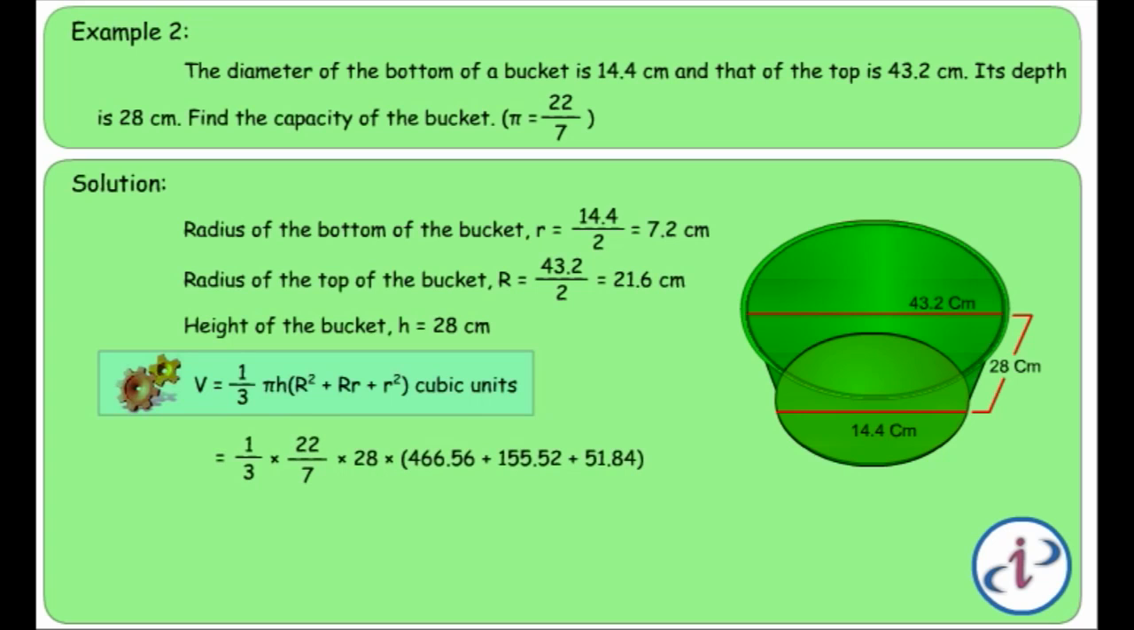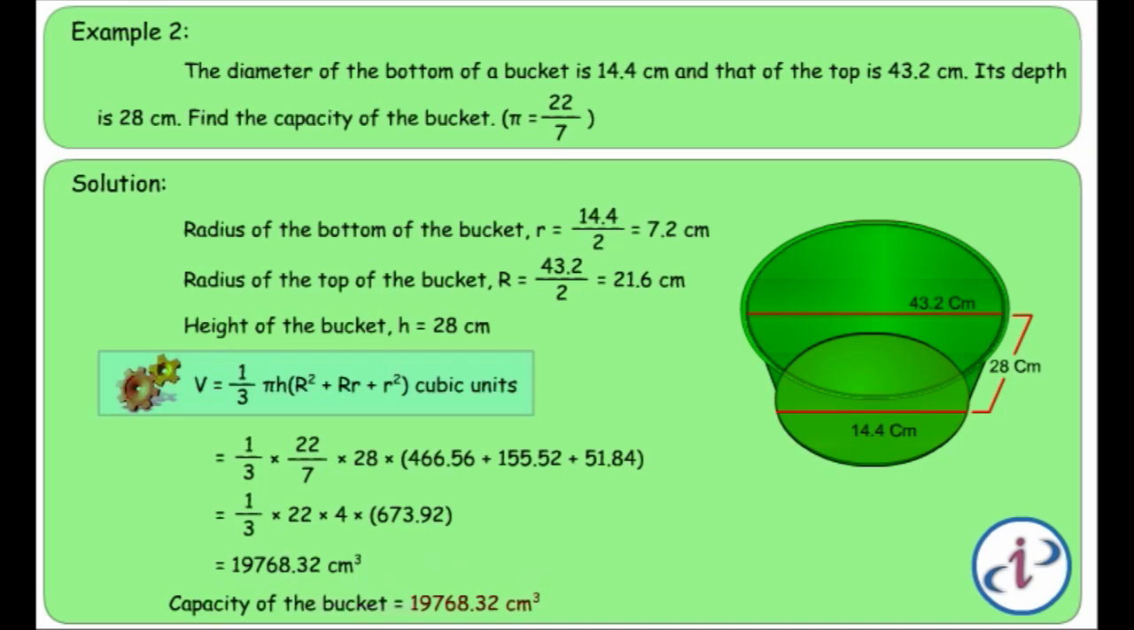Simplifying, we get 1 by 3 times 22 times 4 times 600 and 73.92. Further simplifying, we get 90,768.32 centimeters cubed. Thus, the capacity of the bucket is 90,768.32 centimeters cubed.